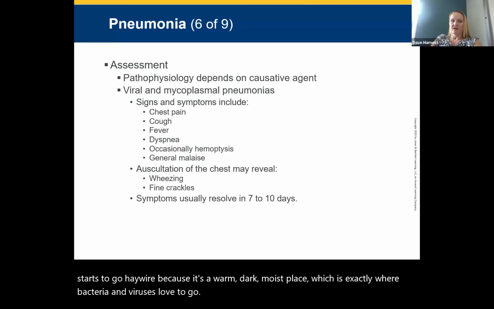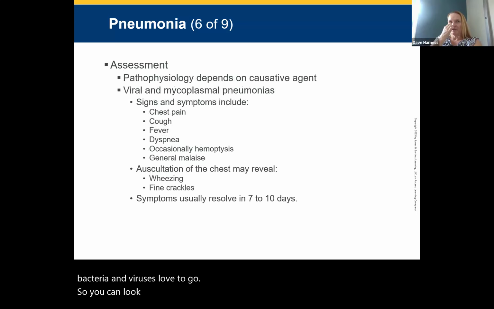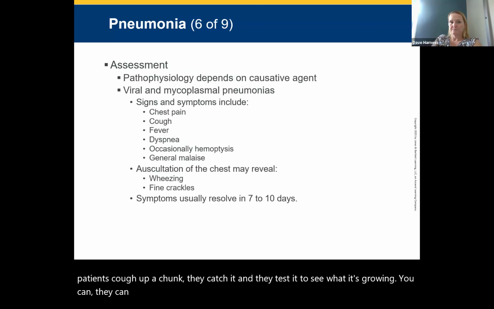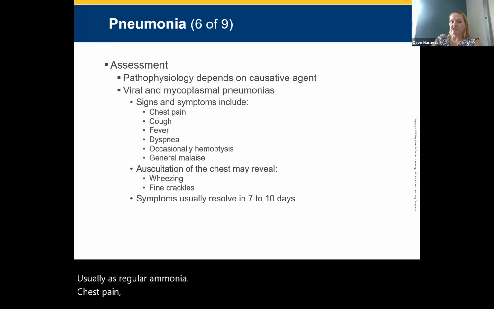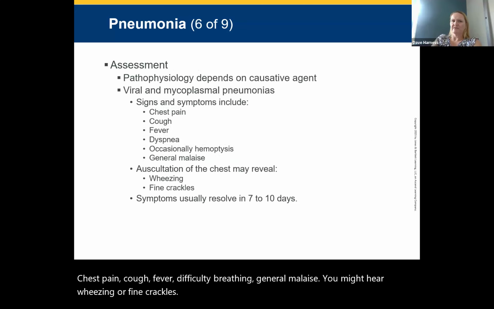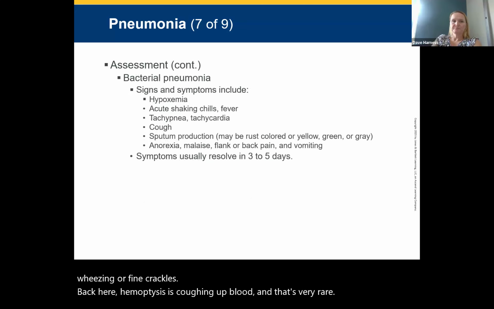So you can look for the causative agent. They would do that and when these patients cough up a chunk, they catch it and they test it to see what it's growing. They can also draw blood to try to find out. Same things usually as regular pneumonia: chest pain, cough, fever, difficulty breathing, general malaise. You might hear wheezing or fine crackles. Hemoptysis is coughing up blood, and that's very rare with pneumonia.